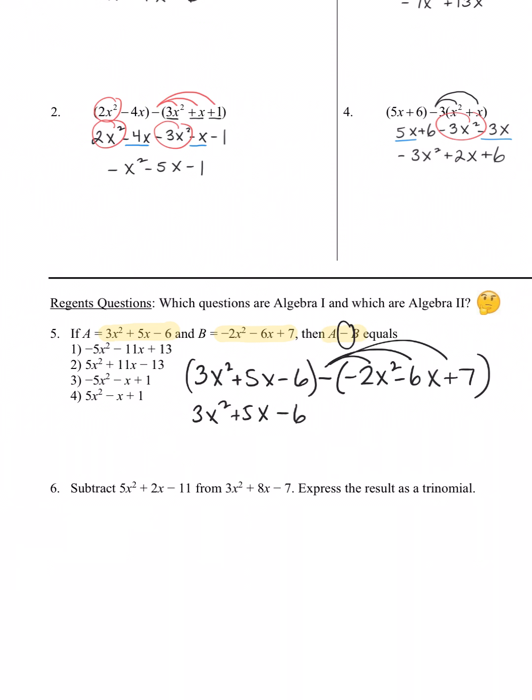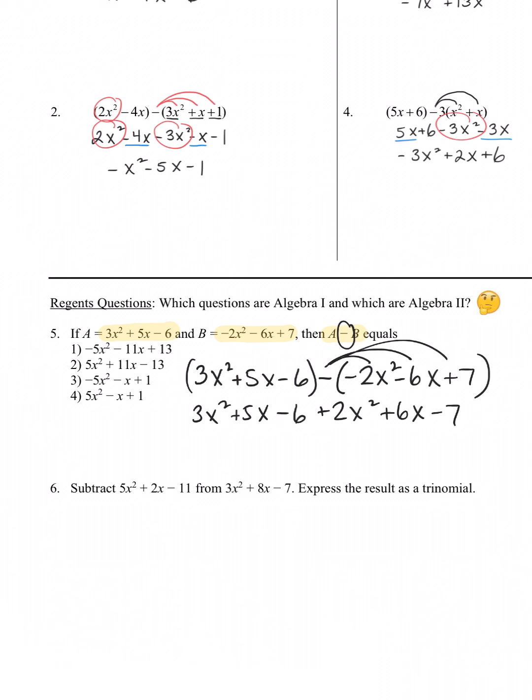Some teachers like to think of this as a keep, change, change. Now we're going to distribute that negative. So a negative and a negative becomes a positive 2x squared. Again, that's going to change this to a positive 6x, and it's going to change that to a negative 7.